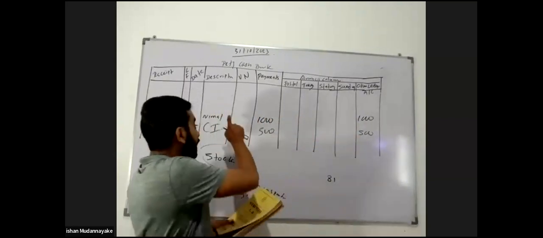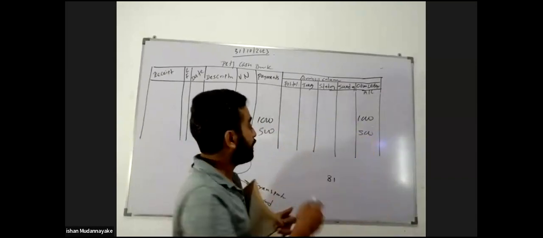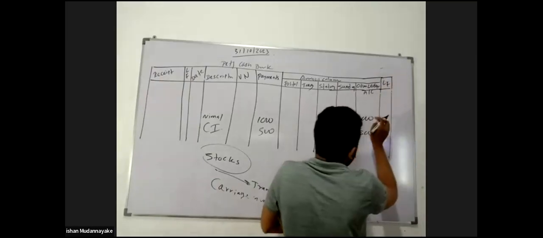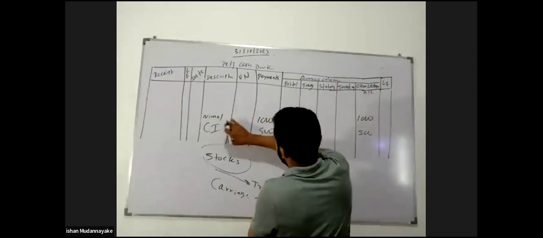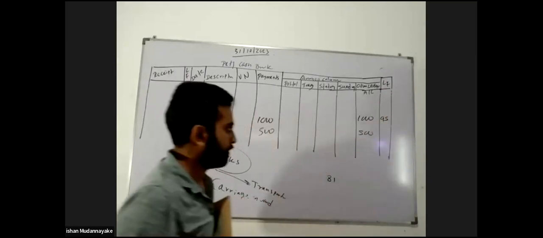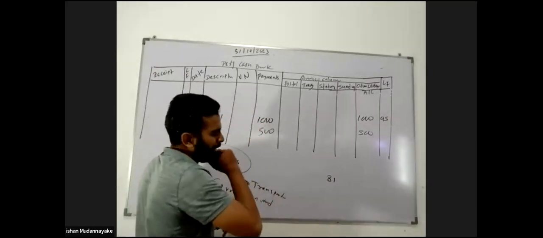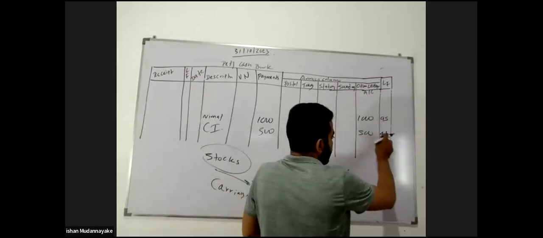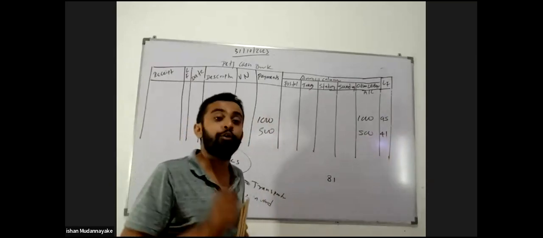Then if Nimal's ledger account is available on page number 81, you need to write down the page number of the opposite ledger account. Page number of the Nimal ledger account here, let's say 95. If the carriage inward account is available on page number 41, you need to write down 41 here. LF, ledger page, or ledger folio.